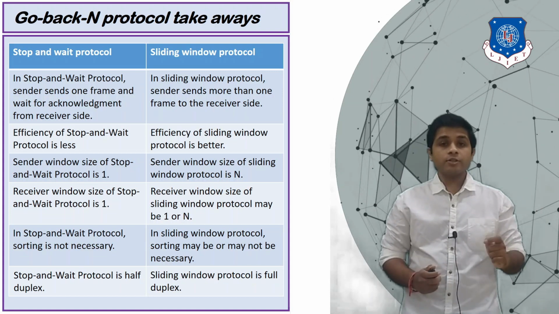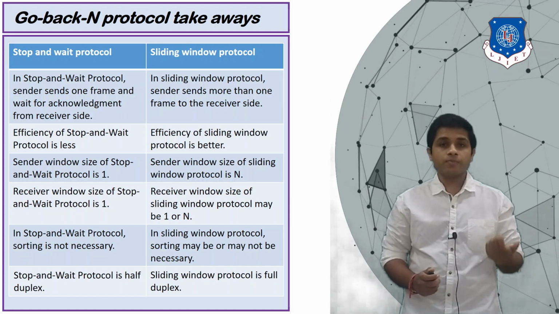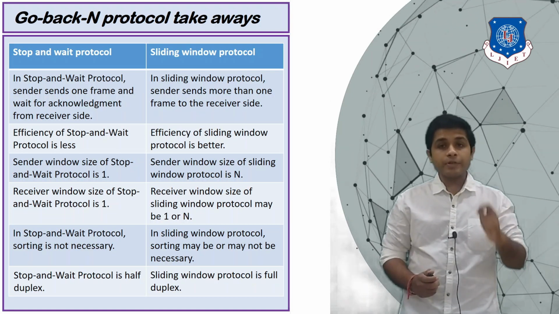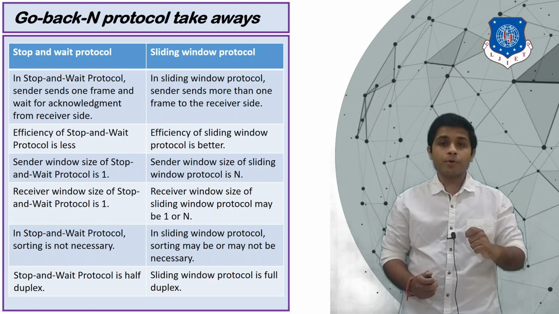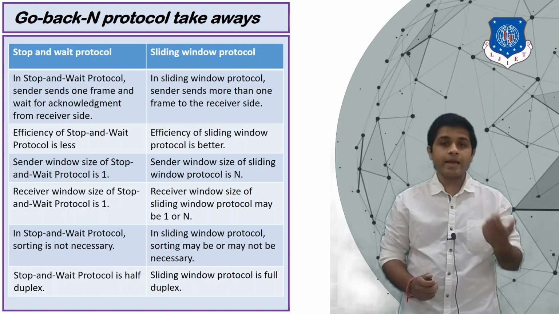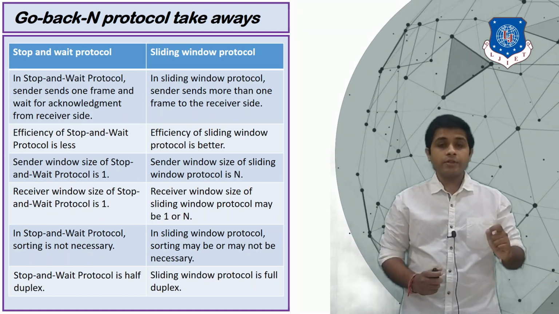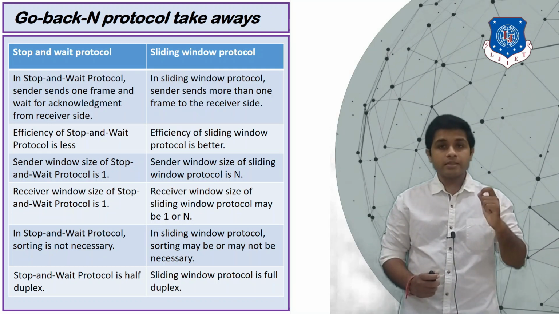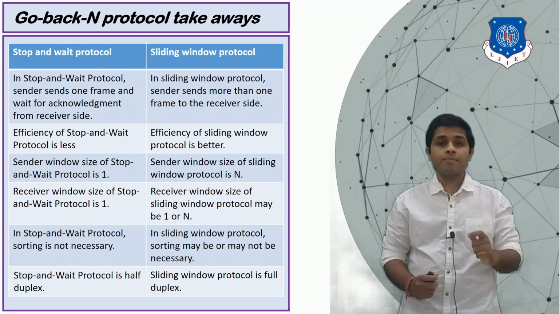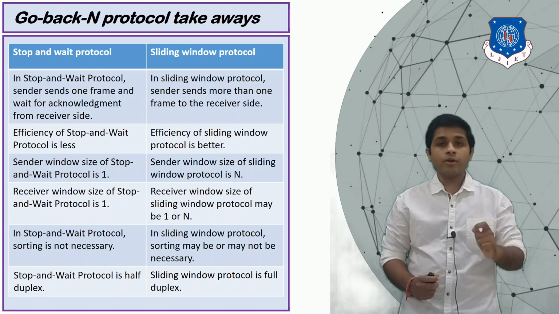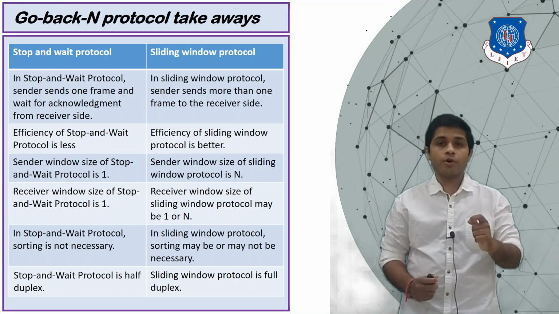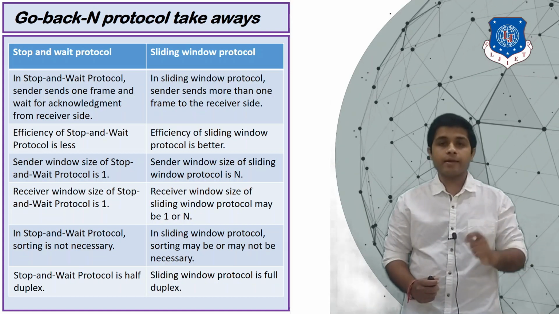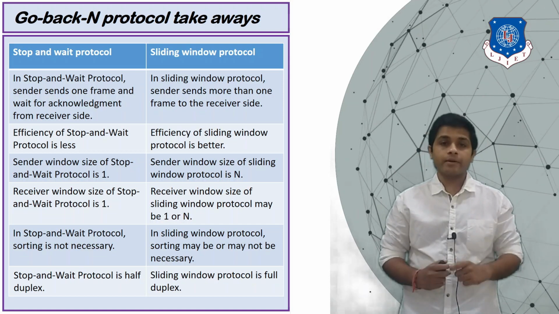The sender's window size in stop and wait is 1 because we are sending one packet at a time. But the sender's window size of the sliding window protocol is n. We can send n packets at a time. The receiver's window size of stop and wait is 1, and in the sliding window the receiver's window can be 1 or n depending on what type of sliding window protocol it is. So for the go back n, the receiver's window is 1, and for the selective repeat it is n.